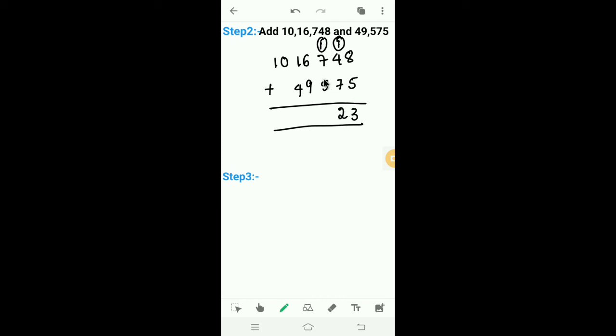1 plus 7 is 8. 8 plus 5 is 13. So I will write 3 here and 1 carry. 1 plus 6 is 7. 7 plus 9 is 16. So I will write 6 here and 1 carry. 1 plus 1 is 2. 2 plus 4 is 6. And write 0 as it is and 1 as it is. The answer is 10,66,323.